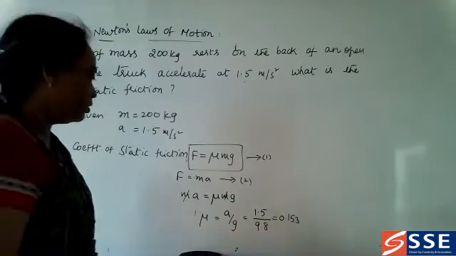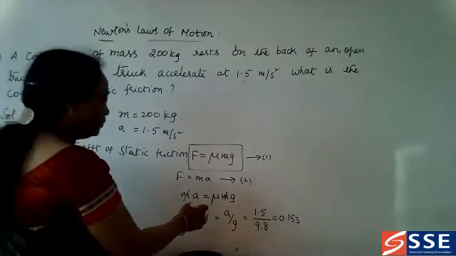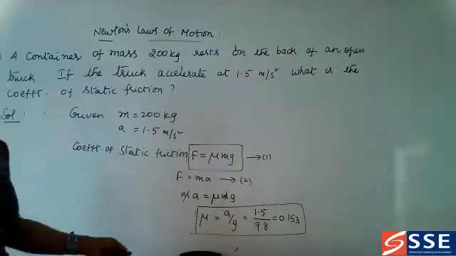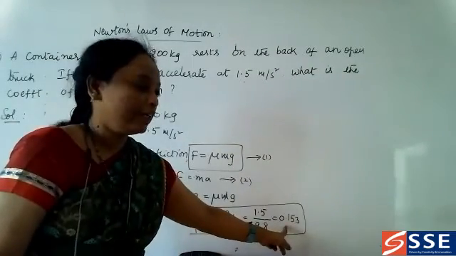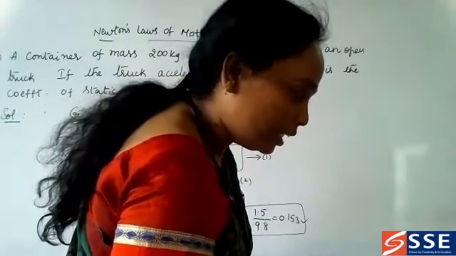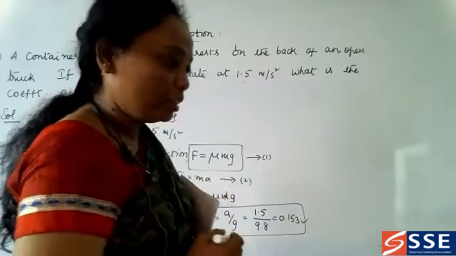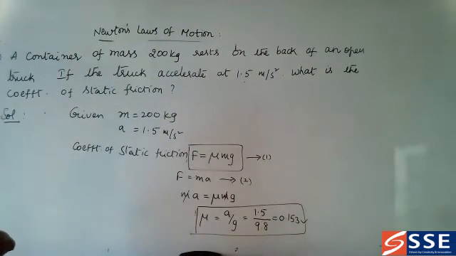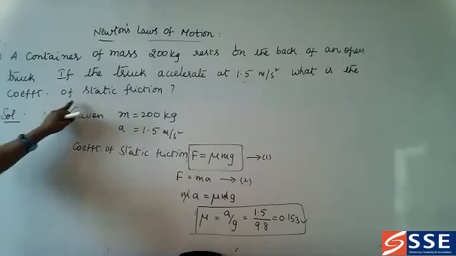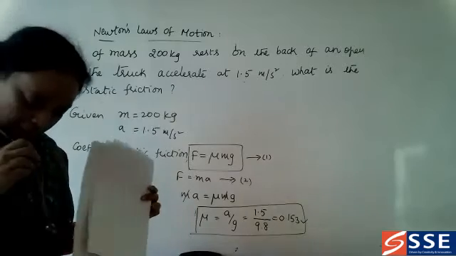Very good. 0.153 is the answer. So mu, the static friction coefficient, is equal to a by g. This is the simplest formula, and 0.153 is the right answer. Very good. All are answering, Upendra, Manoj Kumar. So like this we have to calculate the coefficient of static friction. Have you noted it down?